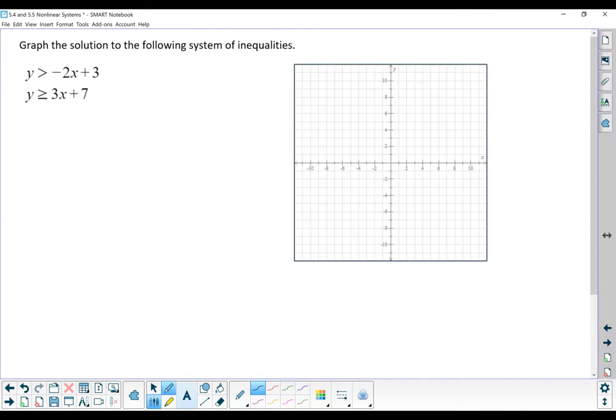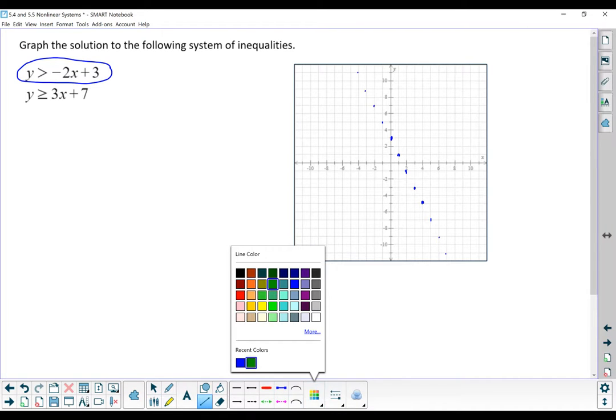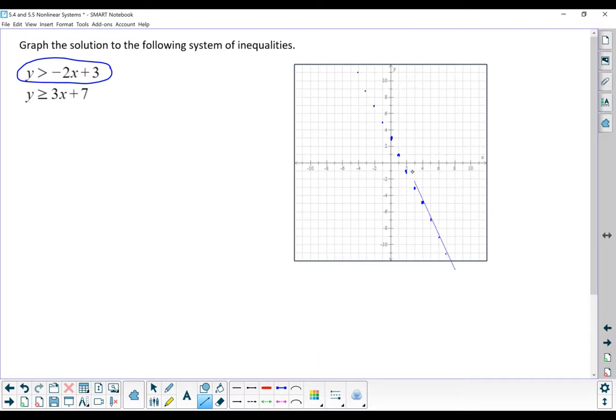I'm going to do one more just in case. So this first one I'll graph in blue. It has a y-intercept of 3 and a slope of -2. And that one is a dashed line, not solid, because we do not want to include that boundary.